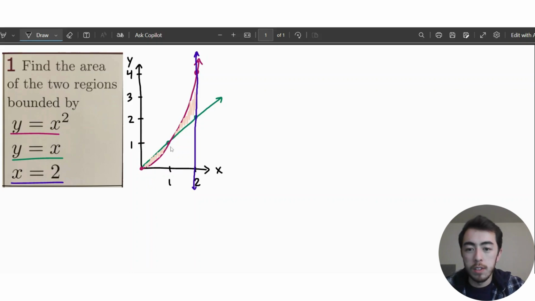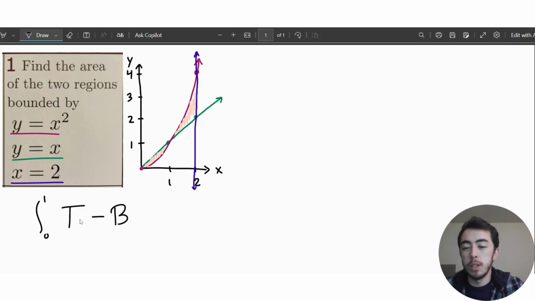To find the area of this first part, I need to integrate from 0 to 1. And that's these values right here. I'm looking left to right. Where is my shape that I'm finding the area of? And then to find the area of the shape, I want to do the top curve minus the bottom curve.